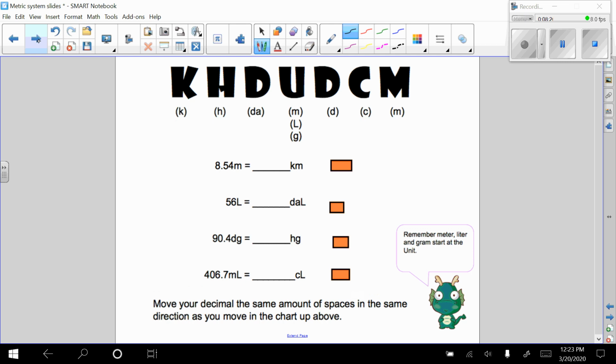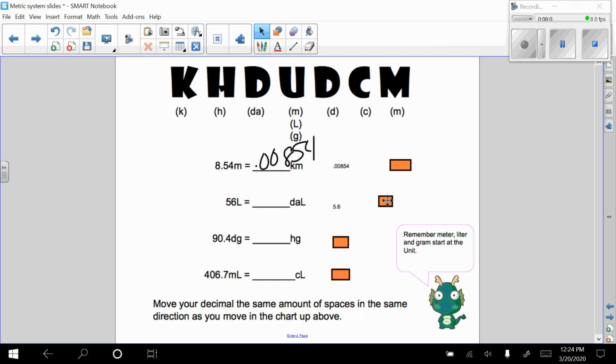Here's one more you can try. I'll go ahead and give you a minute to try them and put your answers down. Remember, wherever you start and whichever way you move, you're either multiplying or dividing by 10, or moving that decimal point. So here we go. 8.54 meters to kilometers. You should have come up with 0.00854. Do I need to write that bigger for you? Is that hard to see? I will. Liters to decaliters. Watch out for that DA there because that's a little different.